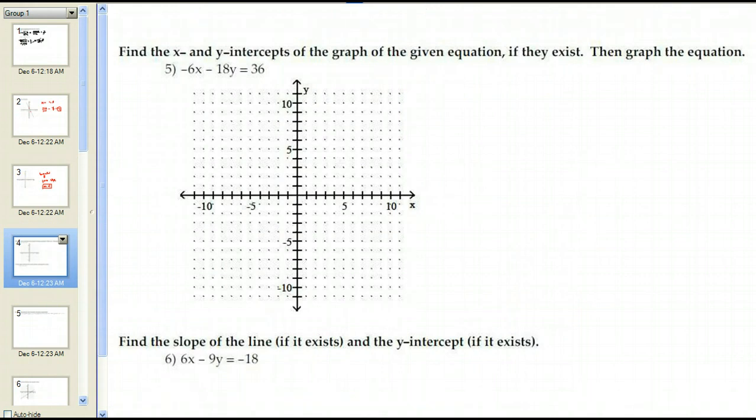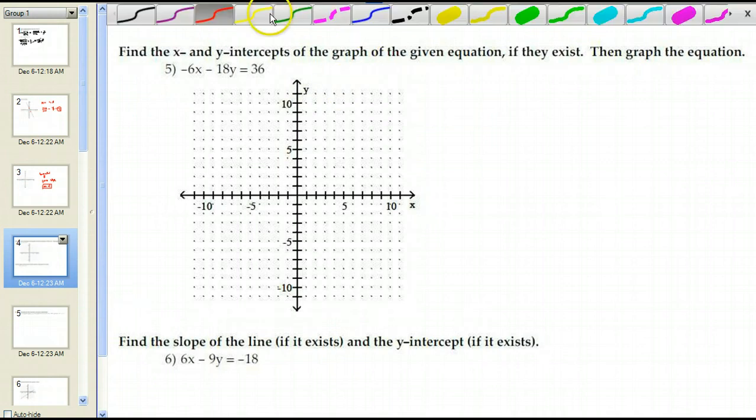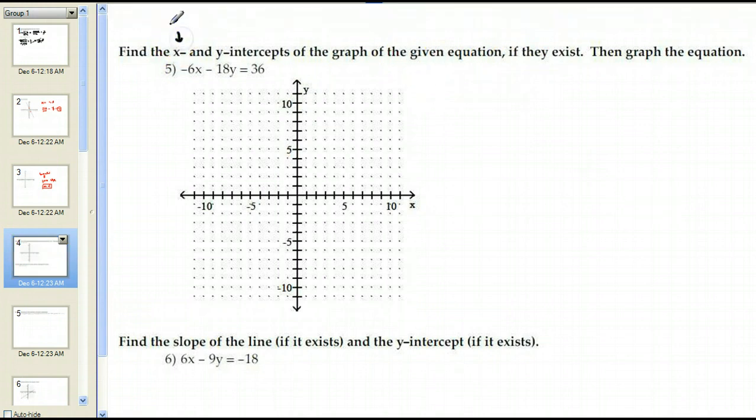Alright, 5 wants us to find the x and y intercepts of the graph and then graph the equation. So the way I do this, if I'm doing an x-intercept, that means y is equal to 0. A y-intercept means x is equal to 0.